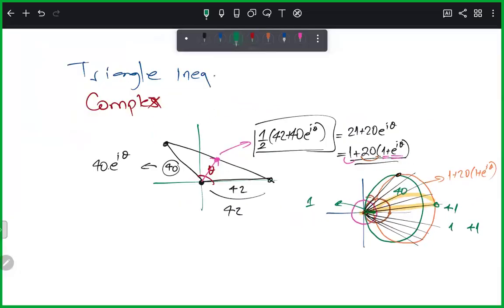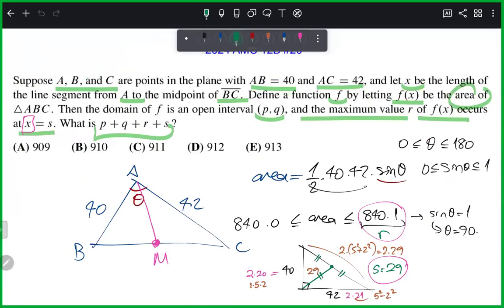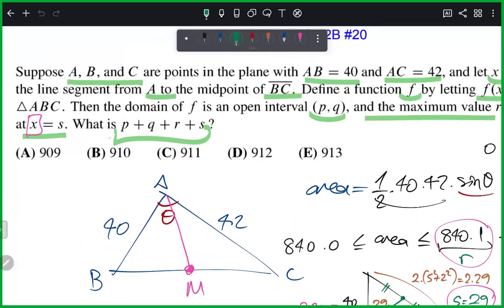These are the other two quantities. So let's place them. So P, Q, one of them is 1, the other is 41. And R and S are 840 and 29. So adding those, we get 911. And this is our answer.